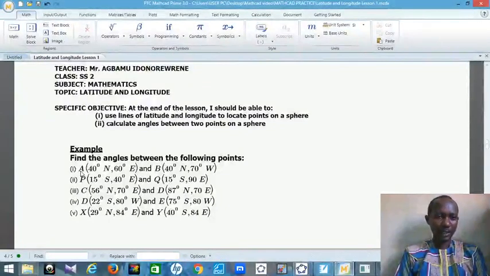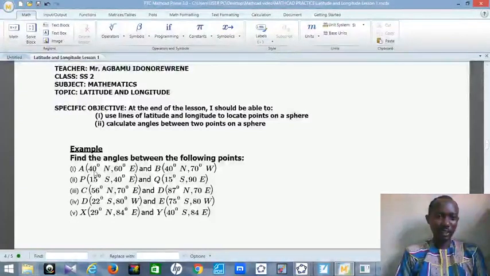Okay, look at number 1. We have point A, and these are the coordinates: 40 degrees north, 60 degrees east. Remember what we said in our last class? North is latitude, east is longitude. North is latitude, west is longitude, south is latitude. So you should take note of that. If you go through our last class very well, you understand what I'm saying.